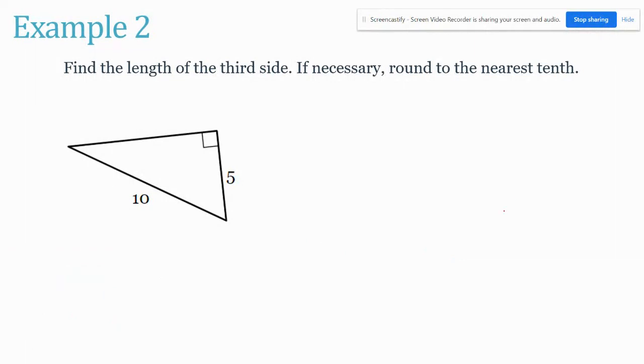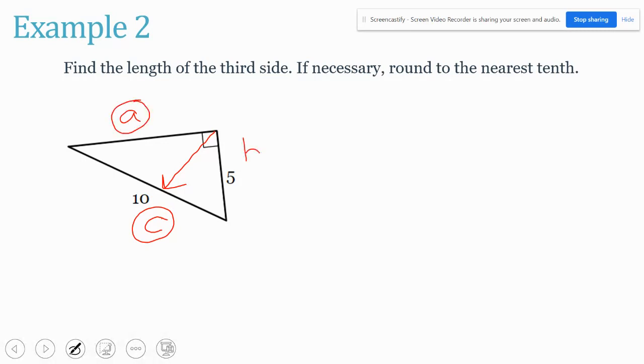Hypotenuse first, because that's probably the most important one. I mean, they're all important, but draw your arrow from your right angle so you know that this is our hypotenuse. So I'm going to just put a C there. So this 10 is C. And then it doesn't matter which one goes which. I'm going to put A here and B here.